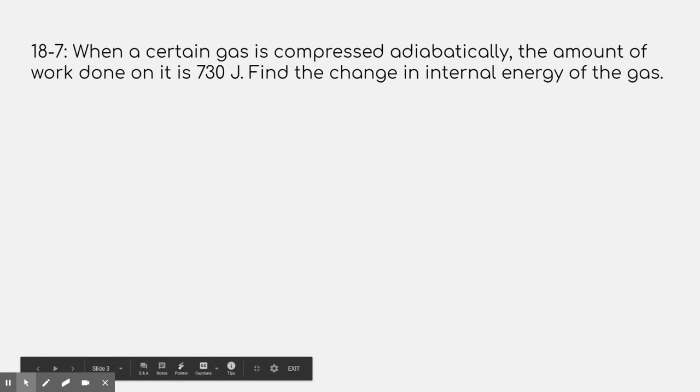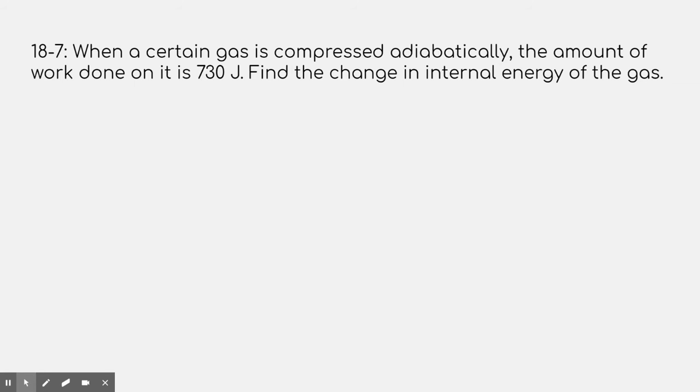Okay. In this example, we have a gas that is being compressed adiabatically. So that's important, the word adiabatic. We know how much work was done to it, and we want to find the change in internal energy, so we are looking for delta U. We've been given work, and we know that this is an adiabatic process.